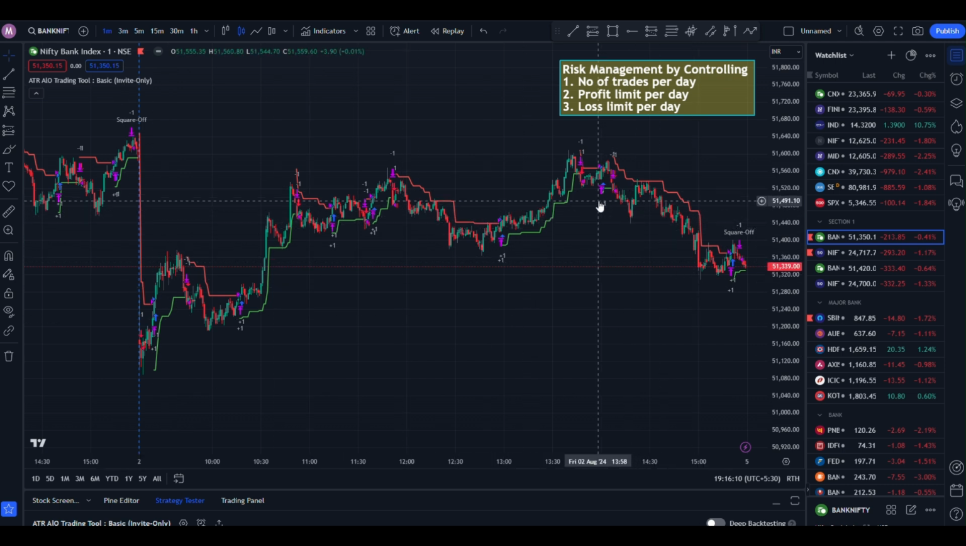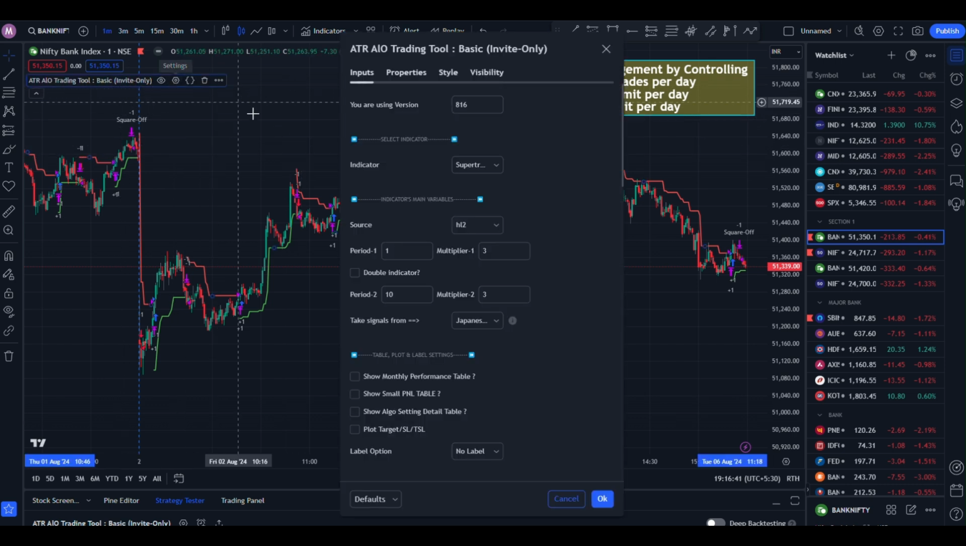So you can control it. If you want only 5 trades, you can set 5 trades. Then profit limit per day. Suppose you want only 100 points or 200 points per day, then you can set your limit. You can even set a loss limit. Suppose per day I do not want to lose more than 200 points, and that way you can also control your loss per day. So let's see how you can control it through the settings.